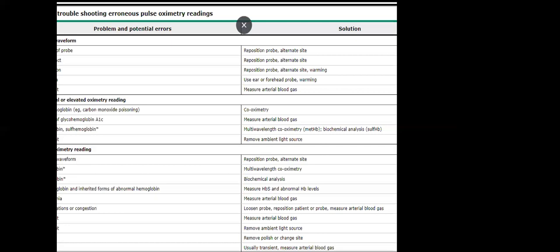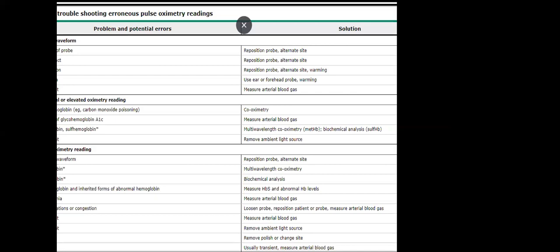In that case, we have to change the position of the probe, and we have to get some alternate site to get the proper pulse oximetry. In that case, we can use the earlobe, forehead probe, even a transesophageal probe can be used, but it's not very much in use in our country. And if there is the skin pigmentation issue, we can use the arterial blood. We can get the arterial blood gases to get saturation and partial pressure of the arterial gases.